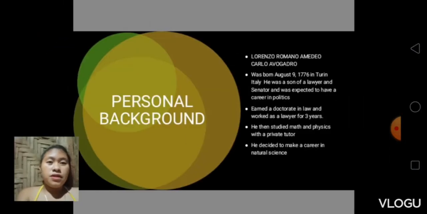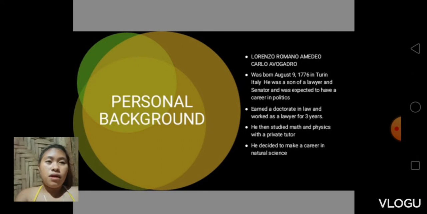So, the personal background of Amedeo Avogadro. Lorenzo Romano Amedeo Carlo Avogadro is his full name, and he was born on August 9, 1776 in Turin, Italy. He was the son of a lawyer and senator and was expected to have a career in politics. He earned a doctorate in law and worked as a lawyer for 3 years, and he studied math and physics with a private tutor. He decided to make a career in natural science. So that is the personal background of Lorenzo Romano Amedeo Carlo Avogadro.